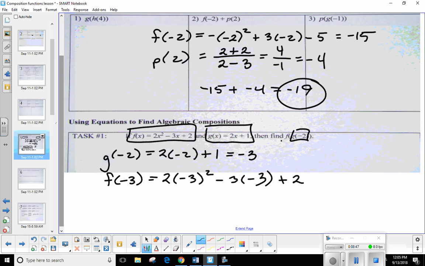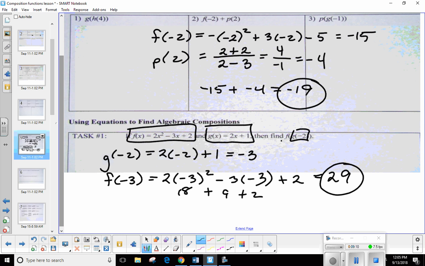So let's take this one at a time. Negative 3 squared would give me 9 times 2. So we have 18. Negative 3 times negative 3. Okay, so 18 plus 9 plus 2. Okay, so that's going to give me 29. Yes. So that's the value of f of g of negative 2.